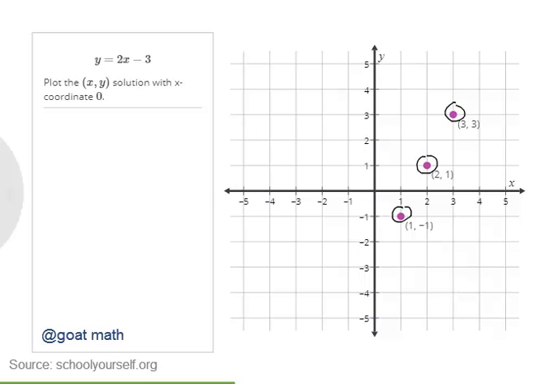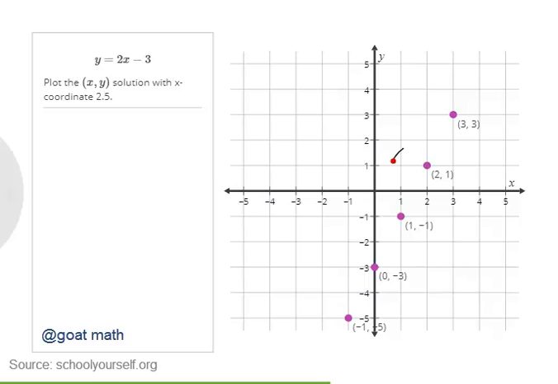What about when x equals 0? Plot the point whose x-coordinate is 0. Nicely done! So 0, negative 3 is also part of the graph for this equation. And what about negative values of x? Plot the point whose x-coordinate is negative 1. Right, when x equals negative 1, y equals negative 5.